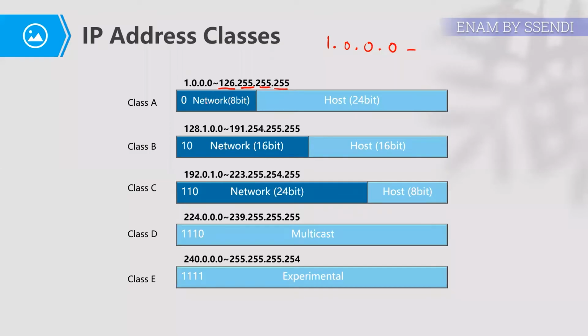And when it comes to class A, it has 8 network bits and 24 host bits. Class B has 16 network bits and also 16 host bits. And class C has 24 network bits and 8 host bits.